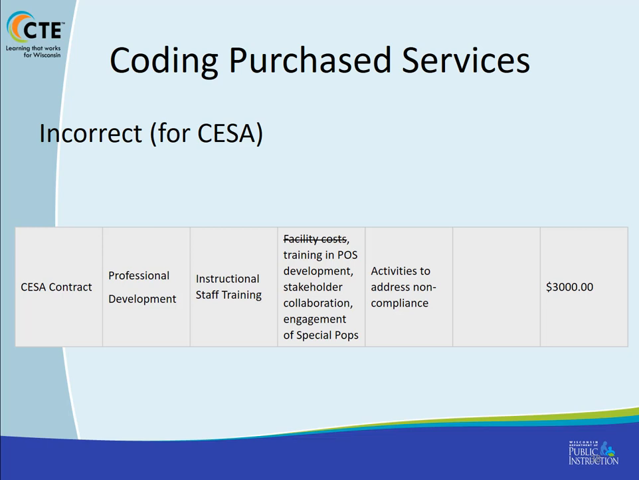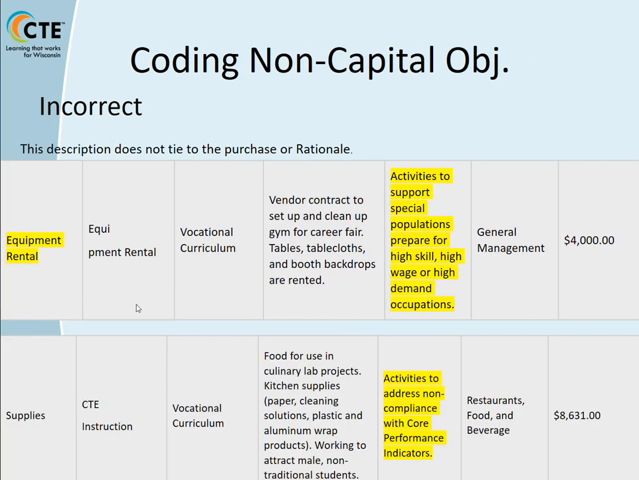All the things listed, including stakeholder engagement, collaboration with a focus on special populations, is part of the duties of a CTE coordinator or fiscal agent. So there would be no separate contract for that type of work by a fiscal agent for their members. On to capital items. The first example is not a great fit for equipment rental, but probably should have been purchased services. According to this, it was for items and services related to a career fair for the general management POS.